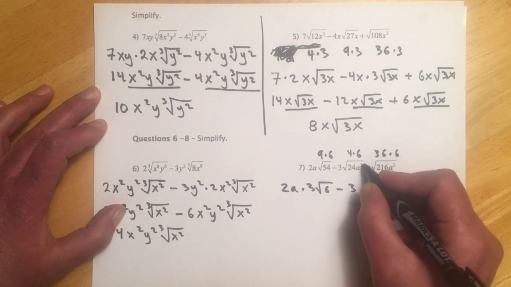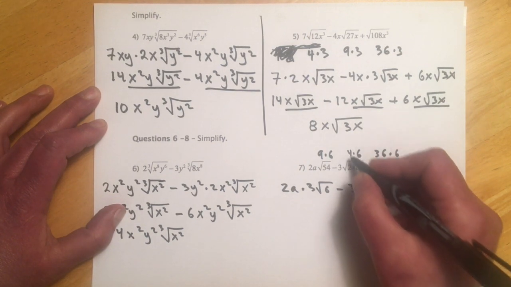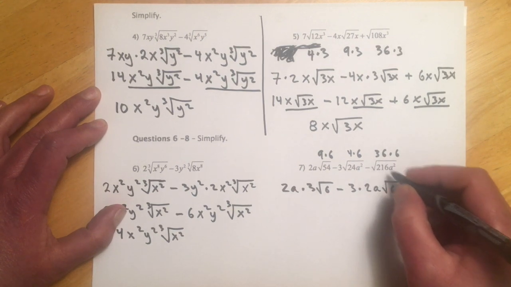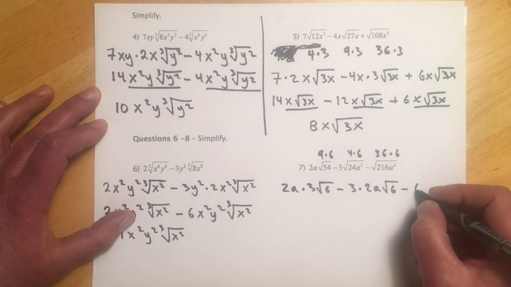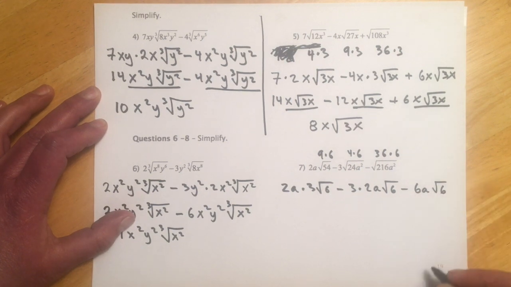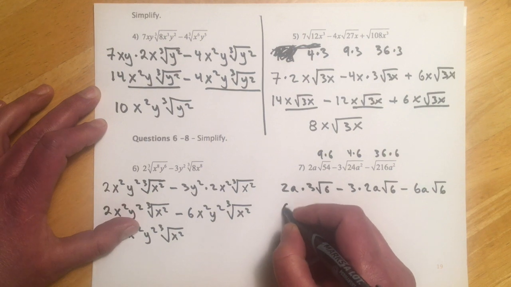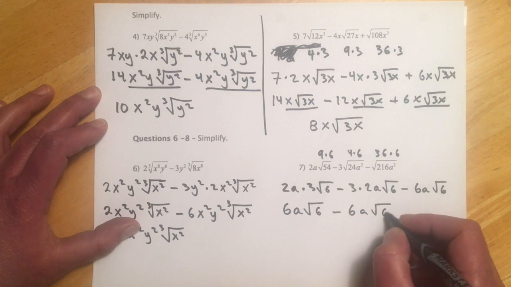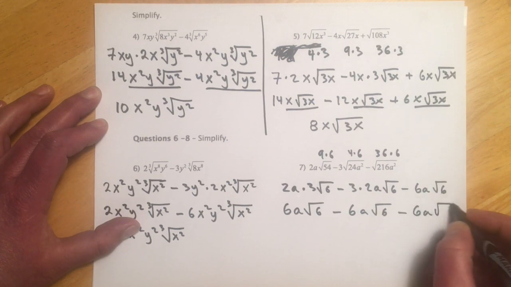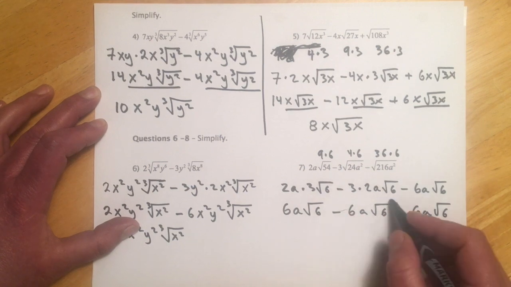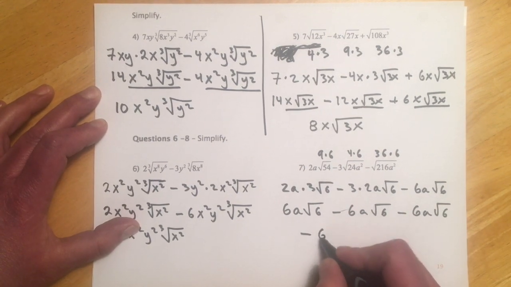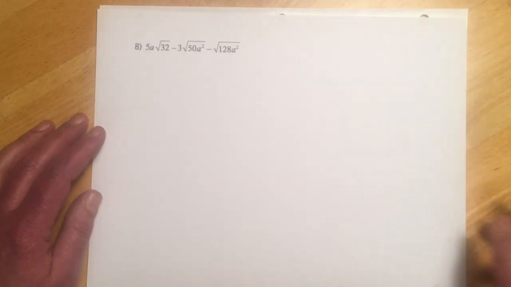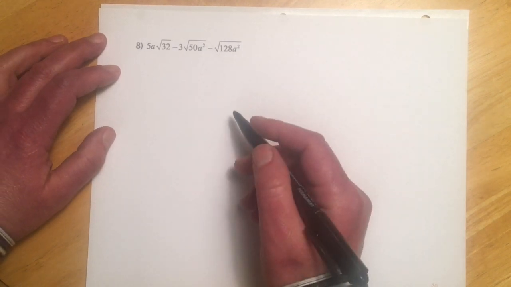Here I'll have minus 3, and then there's going to be a 4 under there, so that's going to be a 2 plus that a, root 6. And here we'd have minus 6a, root 6. And putting this stuff together, I get 6a root 6 minus 6a root 6 minus 6a root 6 again. So 2 of those cancel, and then the leftover negative 6a root 6 would be it. And then this one would also be to you guys.